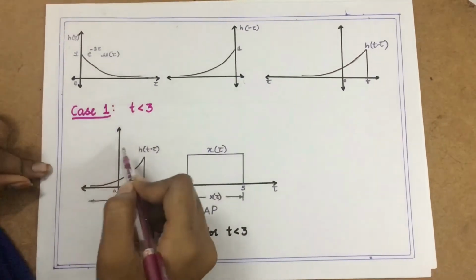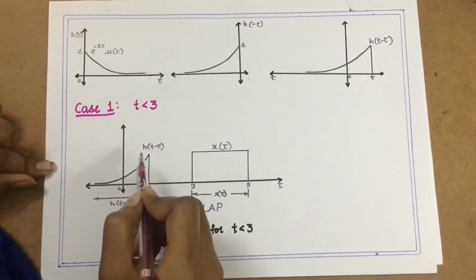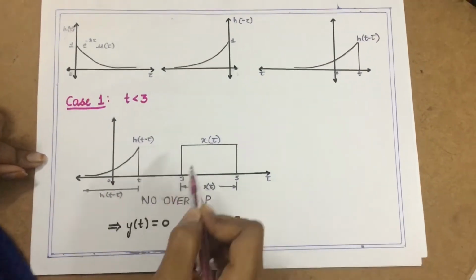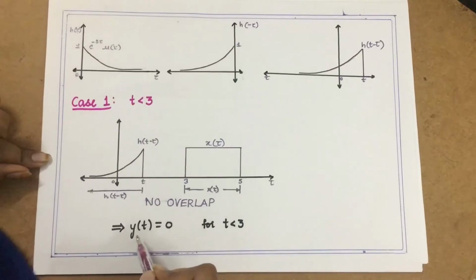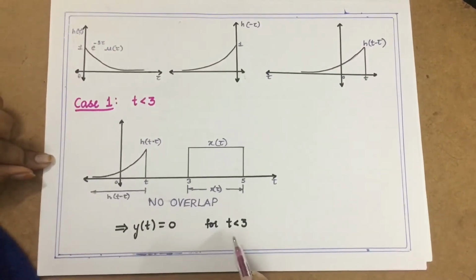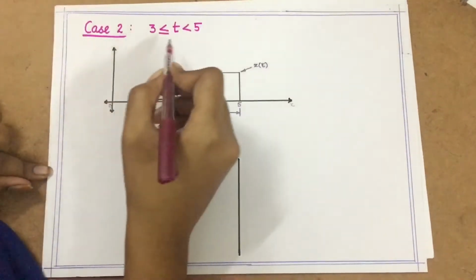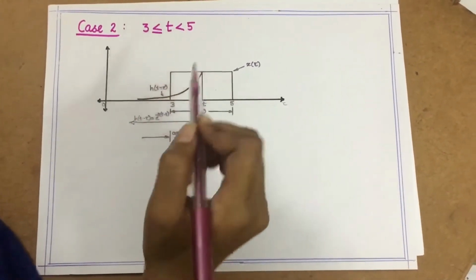Let us take the first case, when t is less than 3. The graph of both h(t minus tau) and x(tau) is as follows. Both the graphs do not coincide. There is no overlap. Therefore, y(t) is 0 for t less than 3. This is case 1. Moving on to case 2, which is where t lies between 3 and 5.